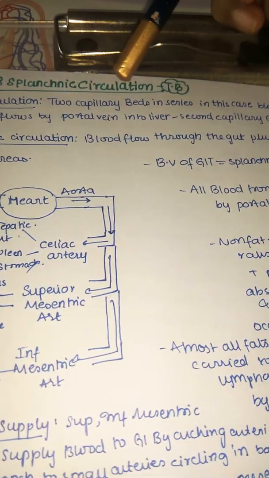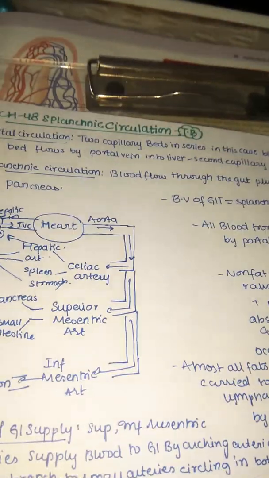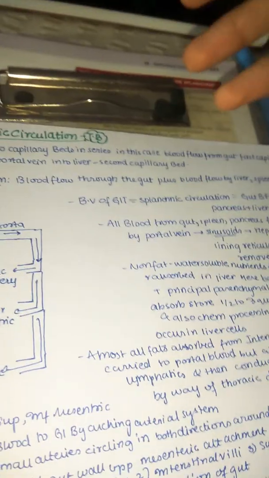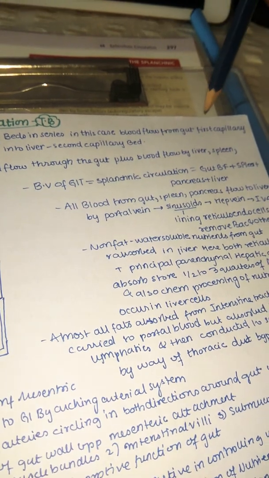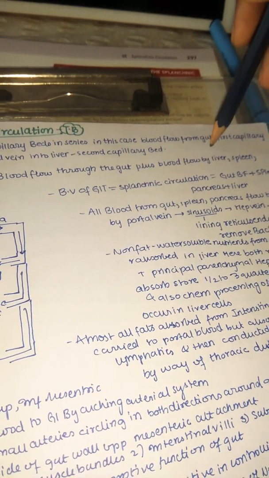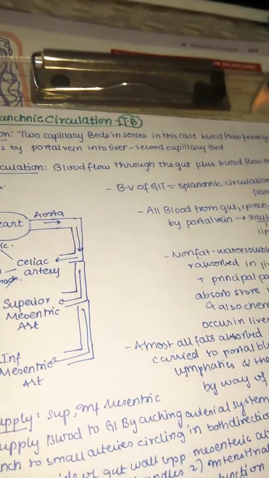Portal circulation is two capillary beds in series. What they say is that in portal circulation two capillary beds are involved. What are those? Let us see. The blood flows from the gut, where the first capillary bed is. In the gut we have a capillary bed, right? And it flows by the portal vein into the liver, which is the second capillary bed.